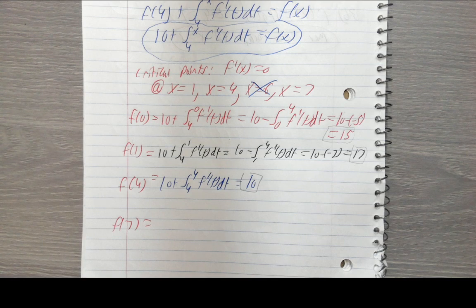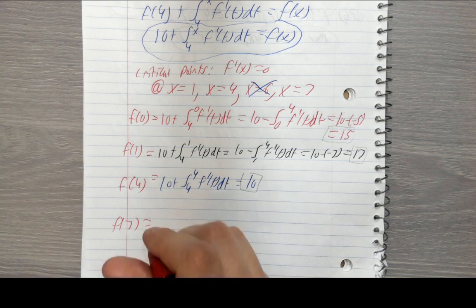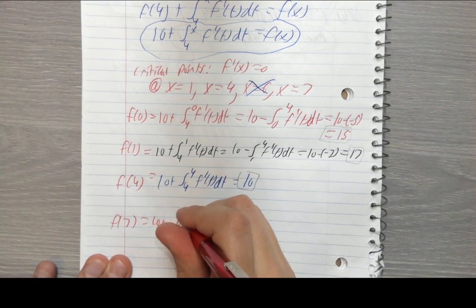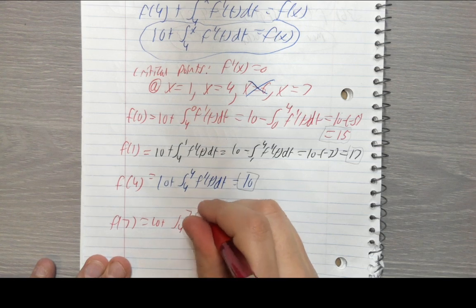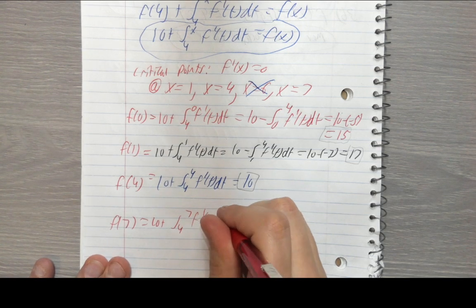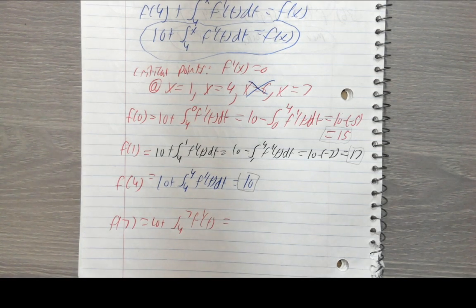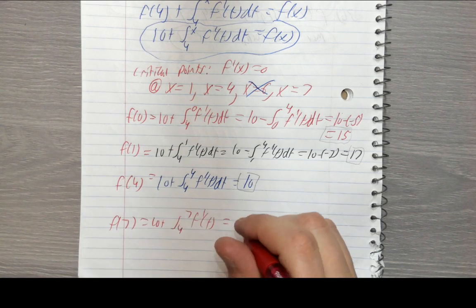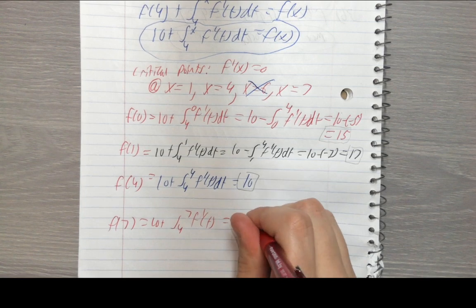Alright, and then f of 7 is going to be 10 plus the integral from 4 to 7 of f prime of t. Looking back again at the original graph, from 4 to 7 it's 3 plus 1, which is 4. So 10 plus 3 plus 1 is equal to 14.